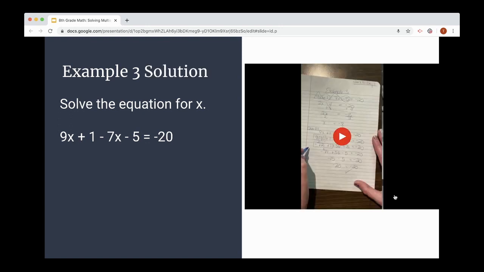Here is the solution for example 3. All right, and for our last solution today, for our third practice problem, we have this multi-step equation to solve and check. All right, so let's go ahead and get started. First, we're always looking for the distributive property, but this problem does not have the distributive property. Then we're looking to combine like terms on each side of the equation.